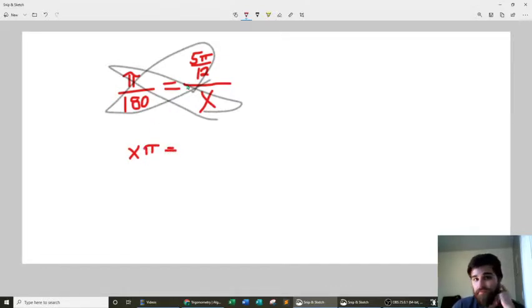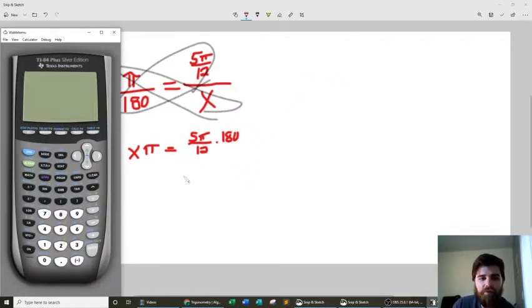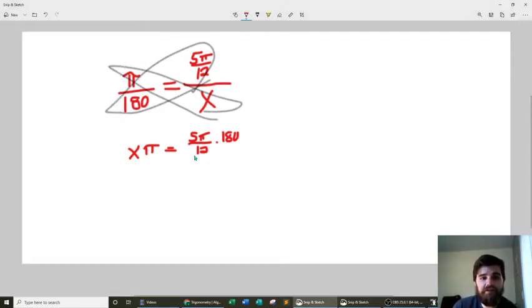is equal to 5 pi over 12 times 180. All right, so we're going to need to simplify this fraction a little bit, so let's think about it. 180 over 12, does that divide? Don't think so. Oh, yeah, it does nicely. So 180 over 12 is 15. So we've got 15 times 5 pi.